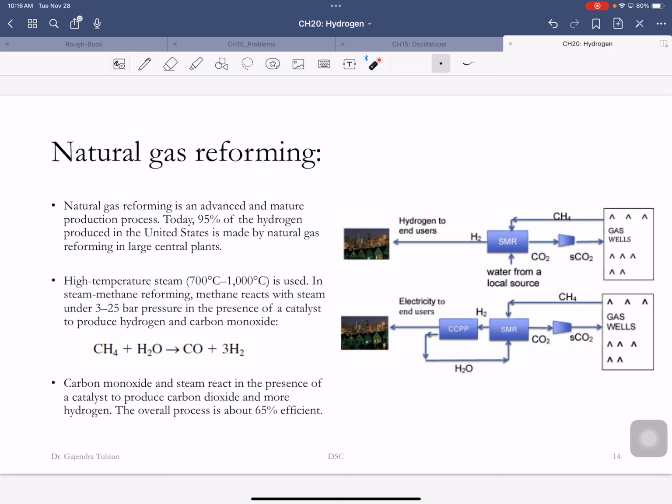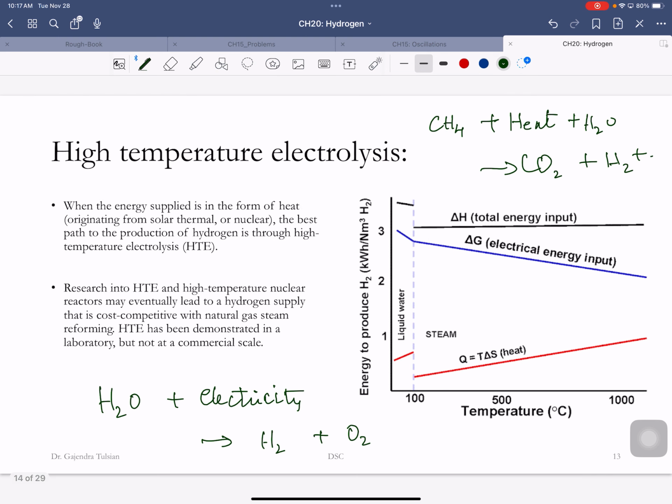So here's natural gas reforming. Here's methane, natural gas, and steam, and what you produce is carbon monoxide and hydrogen. Then this carbon monoxide and steam react in the presence of a catalyst to produce carbon dioxide. So you convert it to carbon dioxide using steam. So you are producing hydrogen, but you're also producing carbon dioxide, which you don't want. But producing hydrogen from electricity and water, there's no carbon dioxide produced.